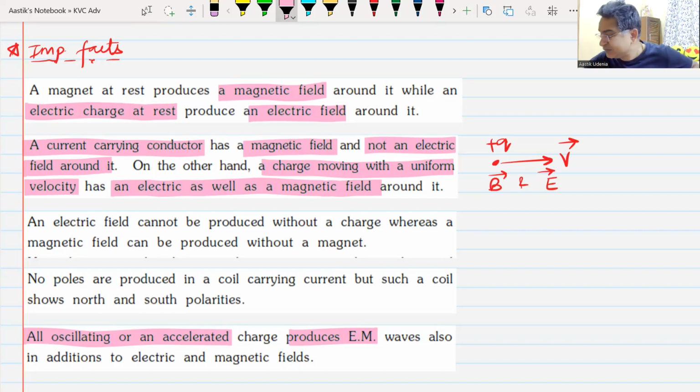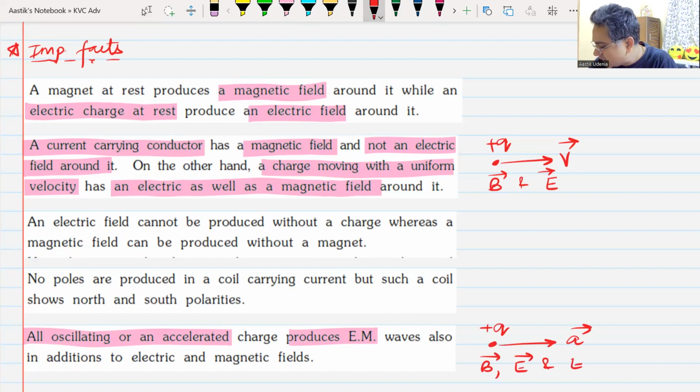So if a charge Q is having an acceleration, it produces a magnetic field, it produces an electric field, and it produces EM waves. So this is how we can put all these things together that we have studied till now.